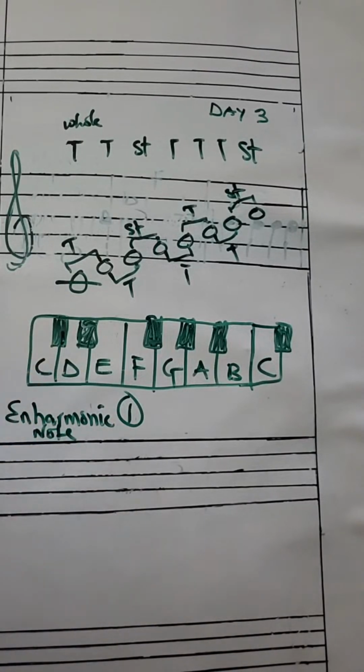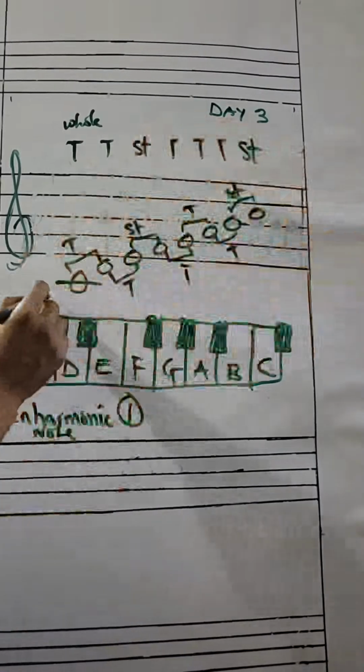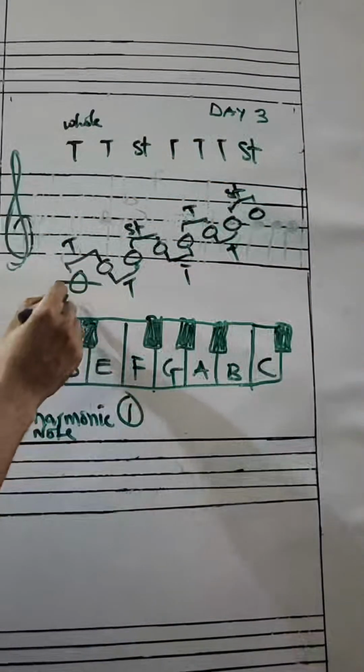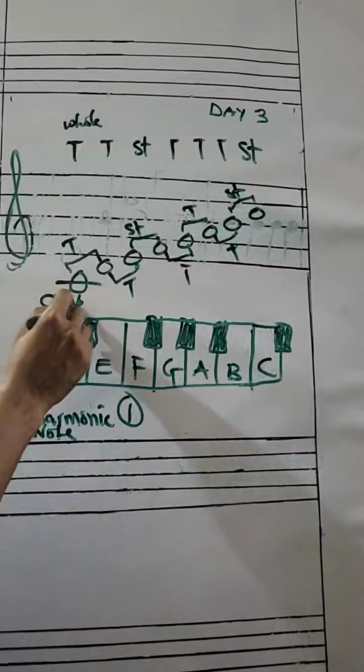These black notes are called enharmonic notes. Why are they called enharmonic notes? Because they share 2 names. That is, one of the black notes has 2 names. When you're going forward, it's your C sharp. When you're coming backward, it is called your D flat.